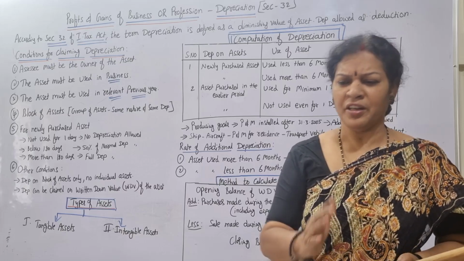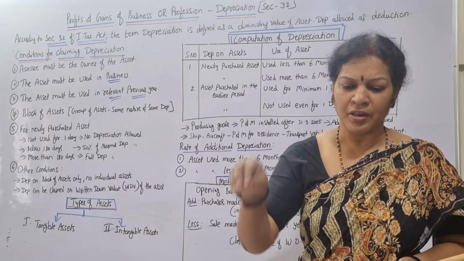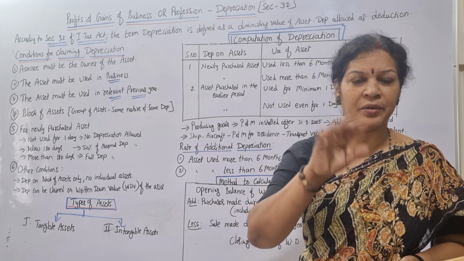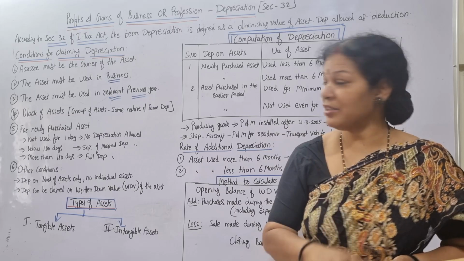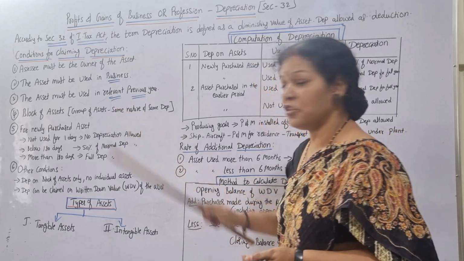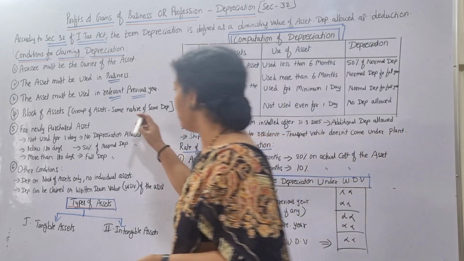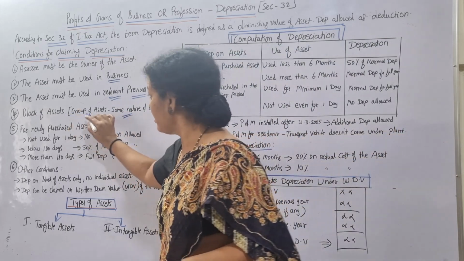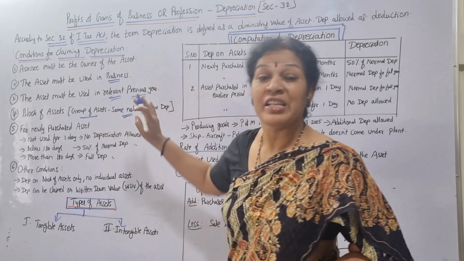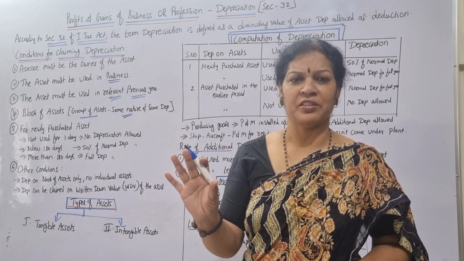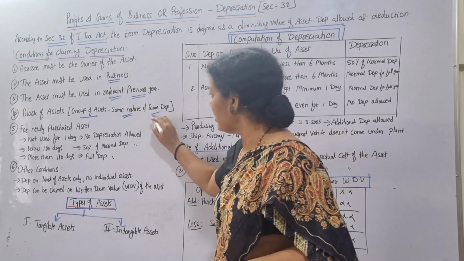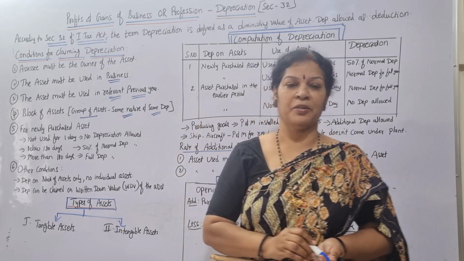Machinery you are taking. Different types of machineries are there. All the machineries are falling under one category. That is why we say it as a group of assets, same nature, and the same depreciation we are going to take. These group of assets are of the same nature, same type of machinery, same type of asset, and same depreciation we are going to calculate.